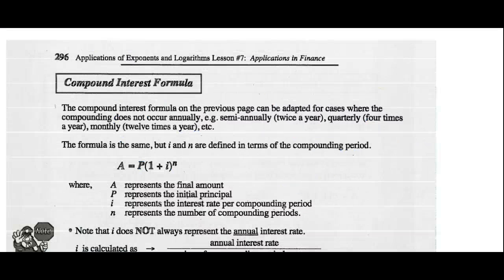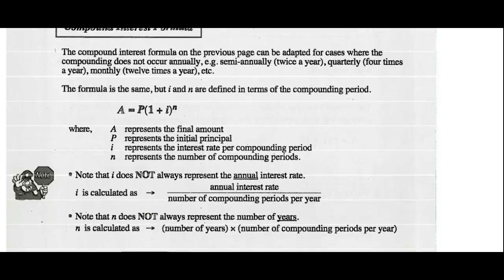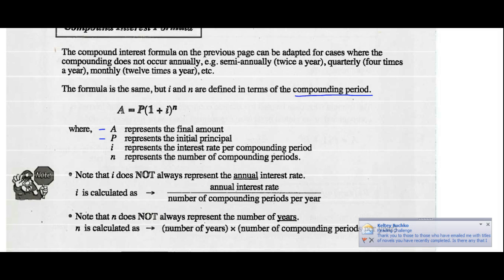The compound interest formula on the previous page was adapted for cases where the compounding does not occur annually. For example, semi-annually is twice a year, quarterly is 4 times a year, monthly is 12 times a year. The formula is the same, but i and n are slightly different depending on the compounding periods. So A is still the final amount and P is still the principal, but there is a huge difference for i and n when it's compounded more than annually, or less, or different than annually. So i represents the interest rate per compounding period, and n represents the number of compounding periods.